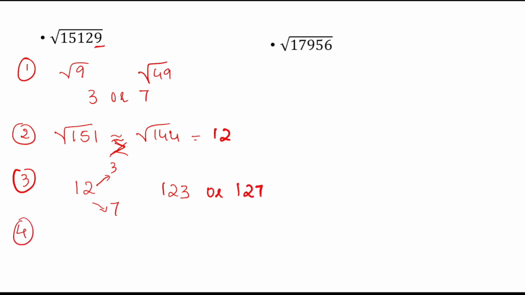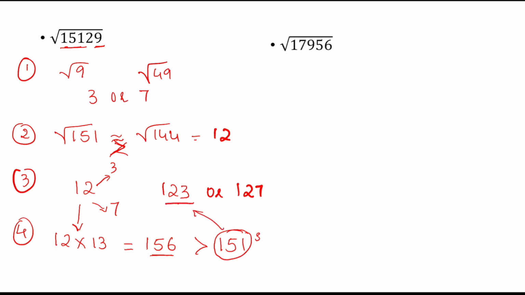Next, how to decide that? Multiply 12 with the next number, that is 13. So 12 into 13 will give us 156. So compare 156 with this number 151. So 156 is greater than 151, means what? 151 is smaller. Since 151 is smaller, take the smaller number, that is 123. Okay. Therefore, square root of 15129 is 123.